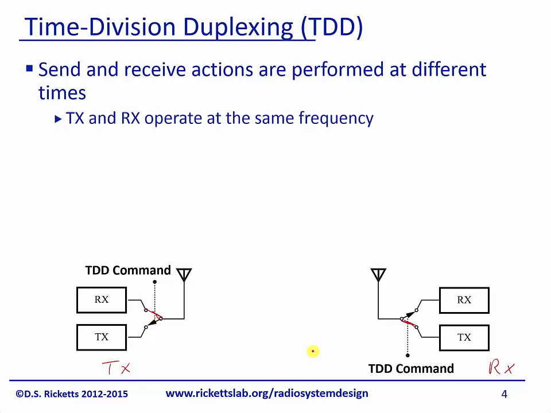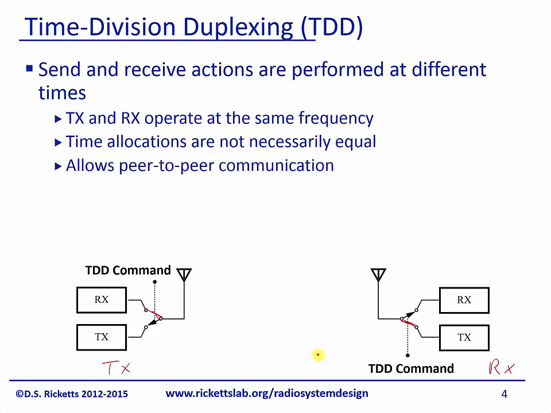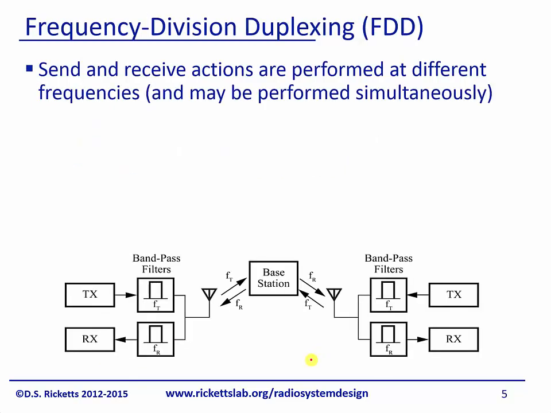Some points to notice: both the transmit and the receive operate at the same frequency. Time allocations are not necessarily equal. Just as an example of a walkie-talkie, you can talk as long as you want and the other one can listen as long as you want, so there's no pre-existing coordination of time. And it allows peer-to-peer communication, as with the walkie-talkie.